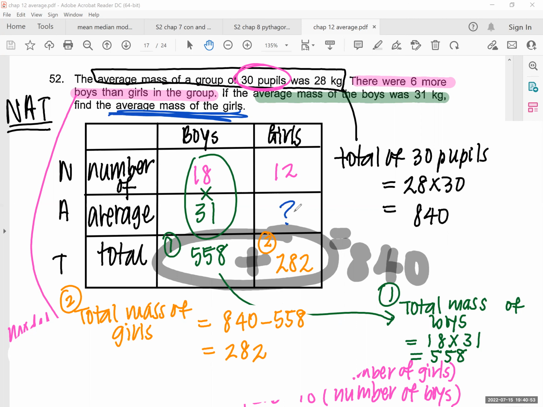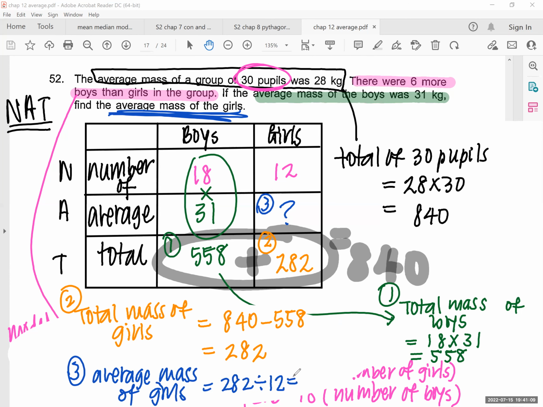Can I find? Easy peasy. So that is number 3. So number 3 is you want to find the average mass of girls, right? So how do you go about finding the average mass of girls? 282 divided by 12. Yes, 282 divided by 12, and your answer is? It's in decimal. Of course. What's wrong with decimal when we already learned decimals? What? 3.5. Yeah, I don't understand what is wrong with decimals. We already learned that, unless you're telling me you have not learned decimals.